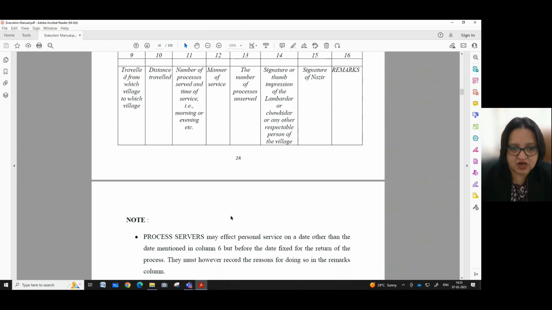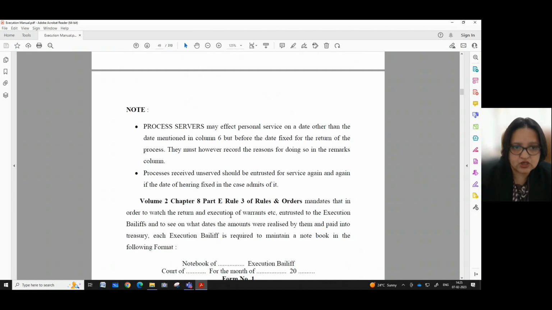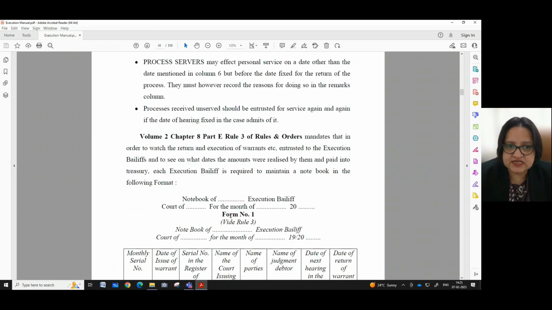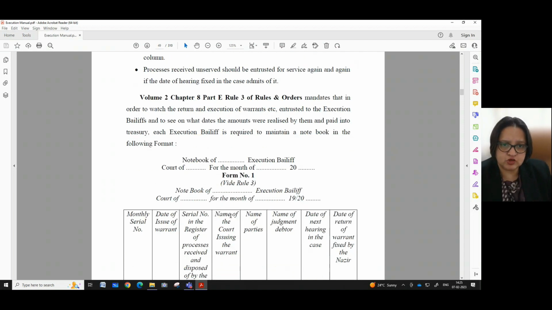Column number 16, remarks. Note: the process servers may effect personal service on a date other than the date mentioned in column number 6, but before the date fixed for the return of the process. They must, however, record the reasons for doing so in the remarks column. Processes received unserved should be entrusted for service again and again if the date of hearing fixed in the case admits of it.